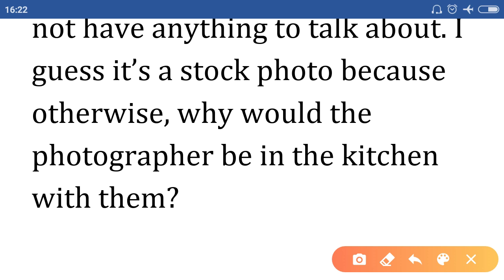So maybe it was clicked for some purpose. Maybe the photographer had something in his mind while clicking this picture. Or it could be possible that the photographer asked this couple to behave in this manner. There are so many things we can add, so many details we can add, isn't it? So in this way we can go about how to describe a picture. In the same way we can create a story out of the picture, right?